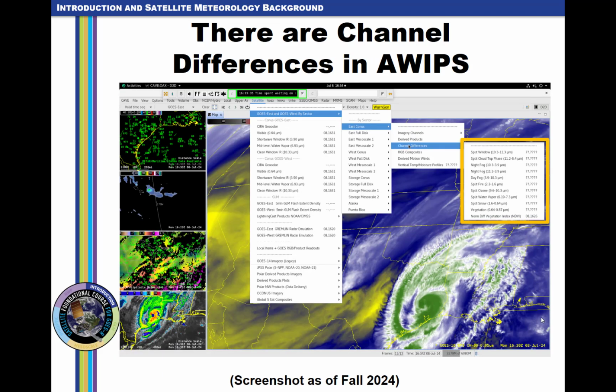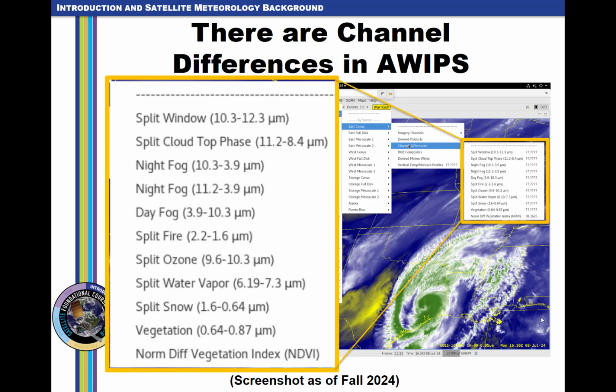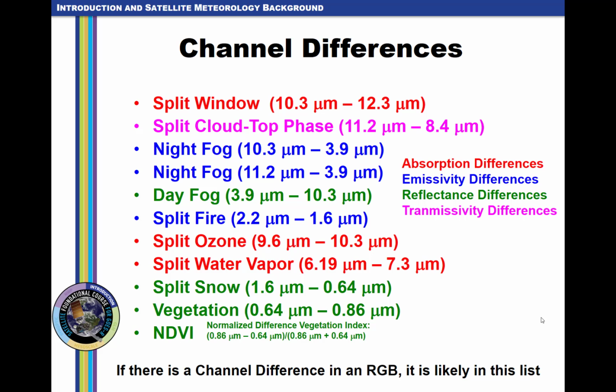There are difference fields that are created in AWIPS. These are all simple difference fields except for NDVI, and that's defined on the next slide. What is the principal cause of the difference that you see between the two channels? This color-coded slide lists out how differences between the two channels occur, whether that's by differences in absorption, usually absorption by water vapor, emissivity differences, differences in reflectance that occur only during the day, and transmissivity differences.